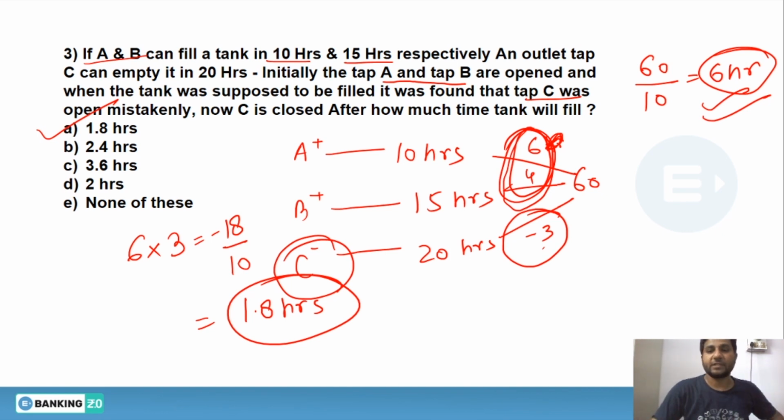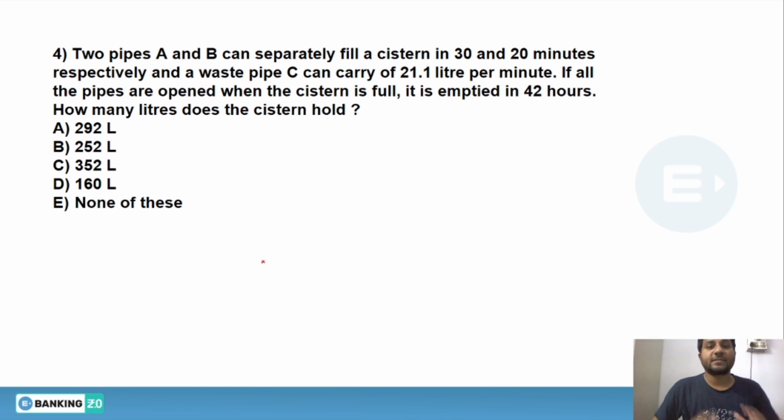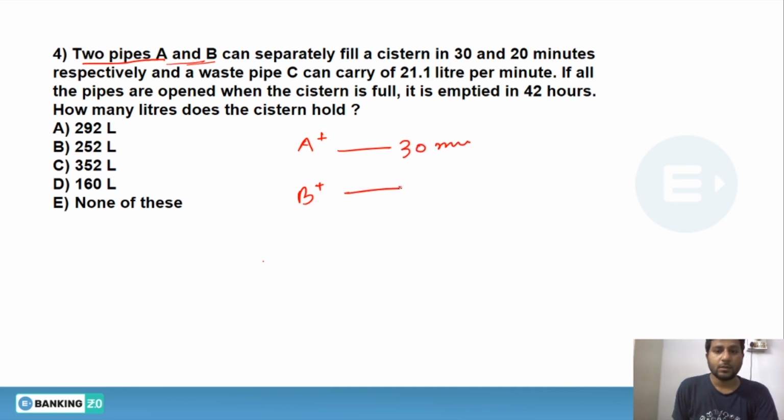Alright, let's move ahead and see what the next question is saying. This is the 4th question. Two pipes A and B are for filling the tank; A takes 30 minutes while B takes 20 minutes, and C can empty it. The original efficiency has been given for C, that is 21.1 liters per minute, so its efficiency is in terms of per minute.